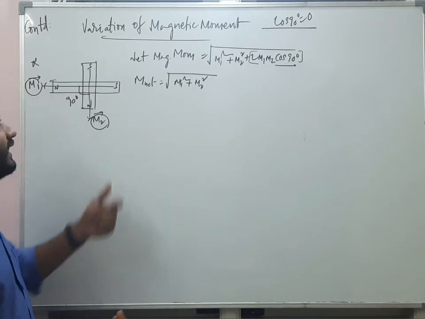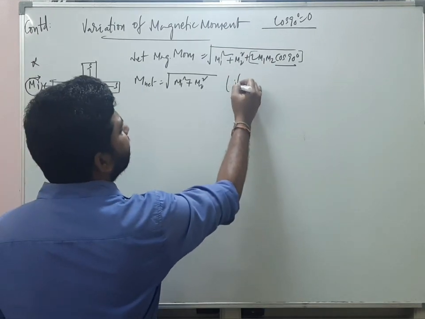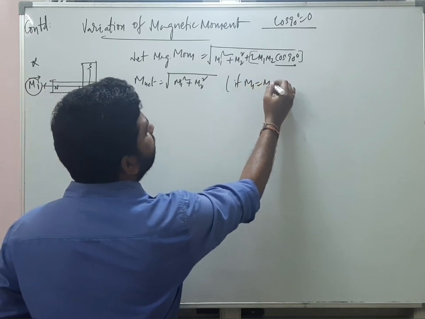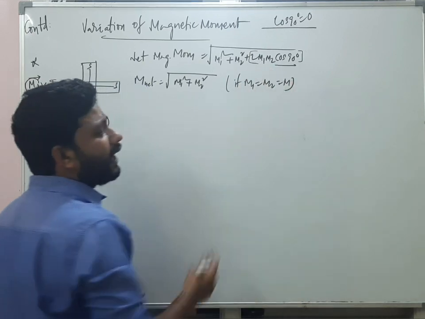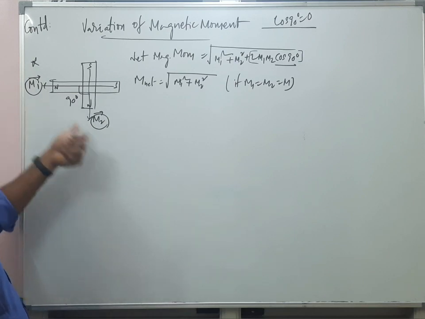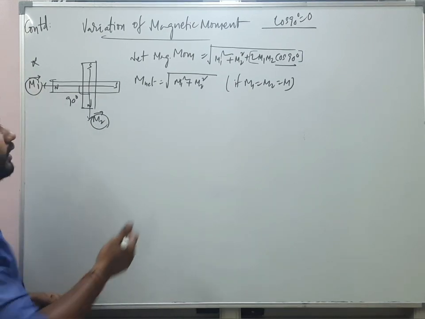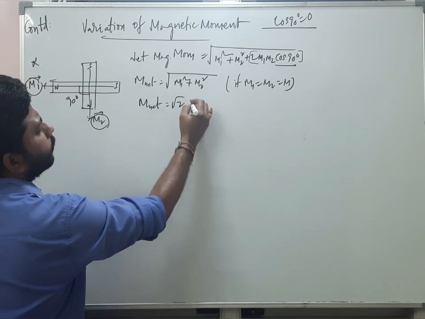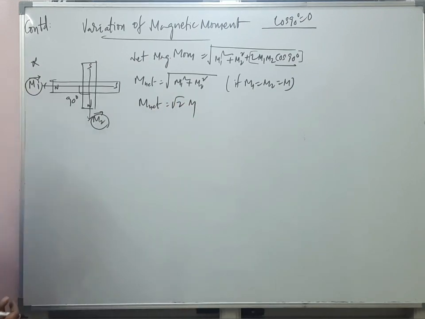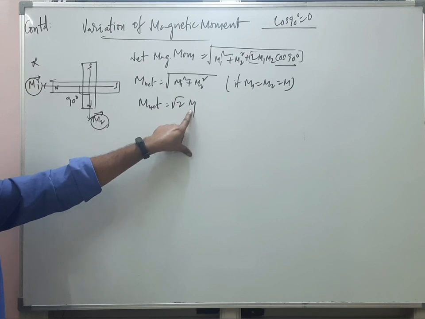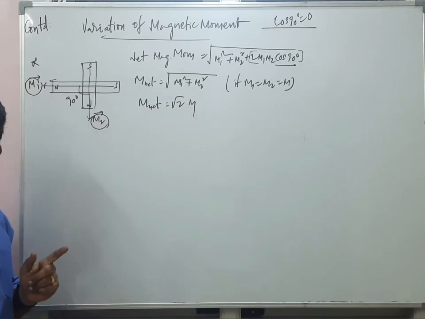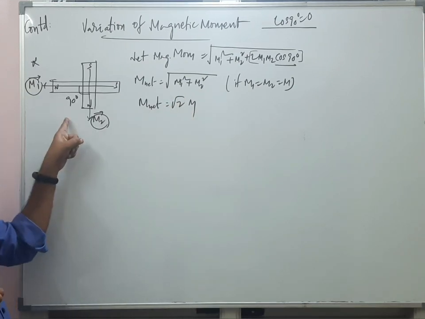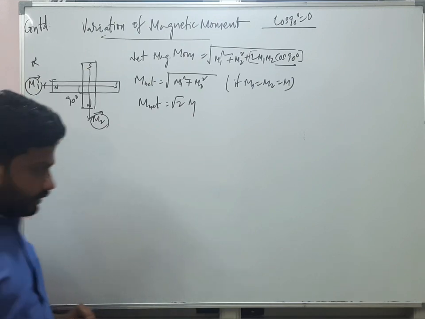In most of these cases, the question will be asked like this. If M1 is equal to M2 is equal to M, if these two magnetic moments are the same, then your net magnetic moment will be equal to root 2 into M. What is that M? The value of each magnetic moment. Clear? So this is an application.